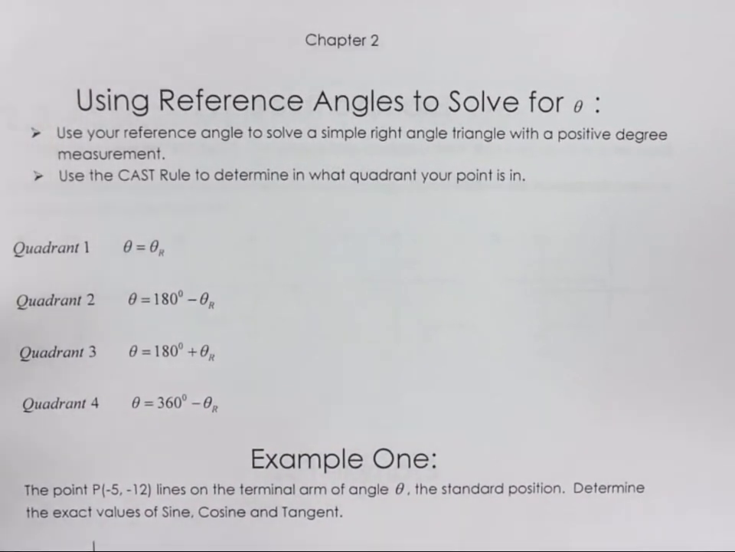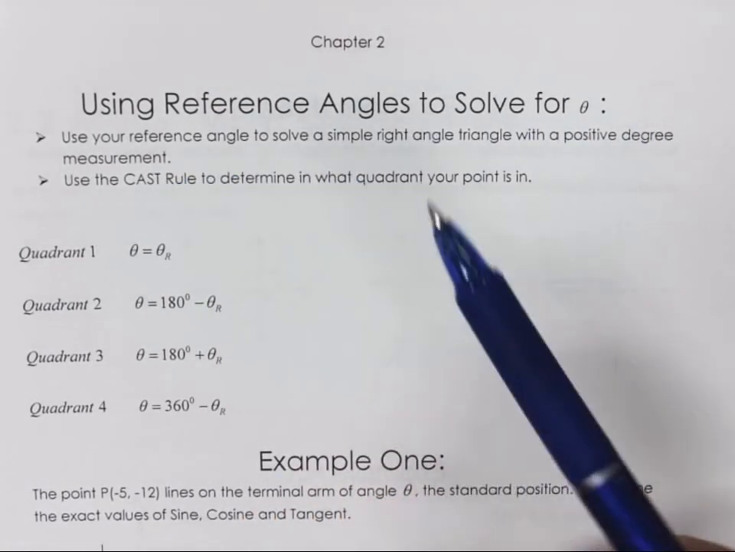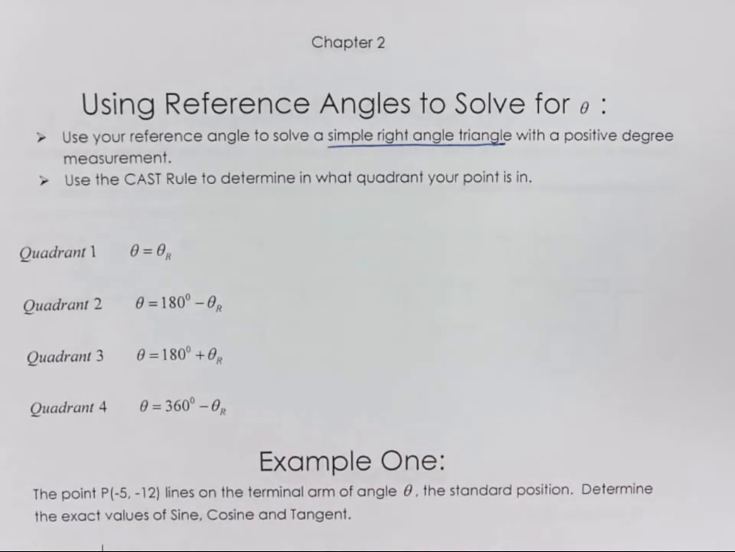Okay, so we're going to use our reference angle to solve for theta. You use your reference angle to solve a simple right angle triangle because we're all really good at that. It's grade 10. We can solve right angle triangles, no problem. With a positive degree measurement, use the CAST rule to determine in what quadrant your point is.